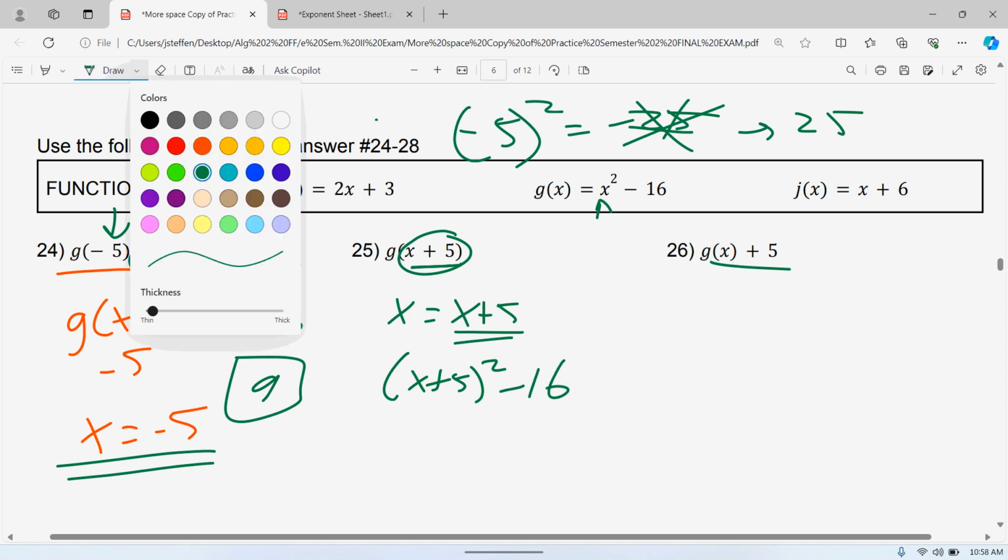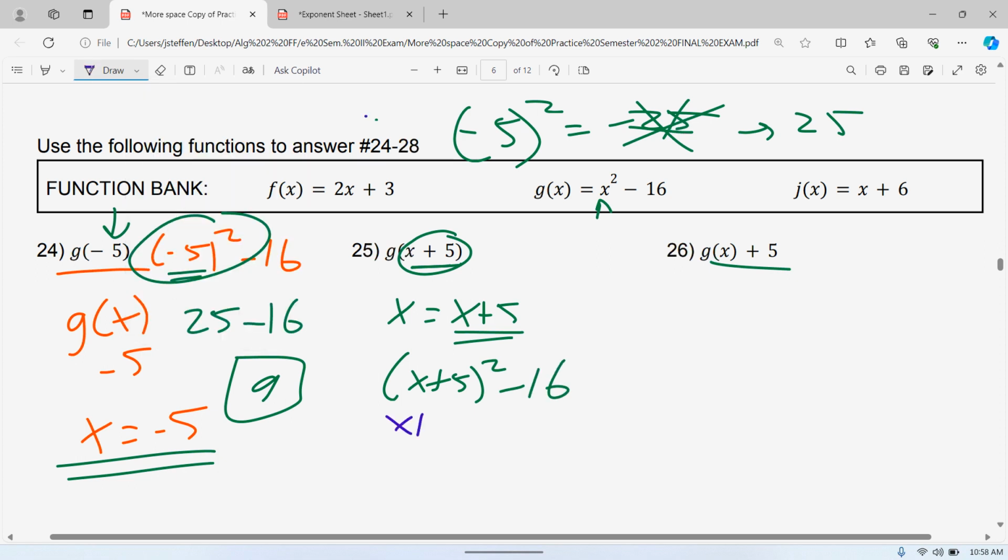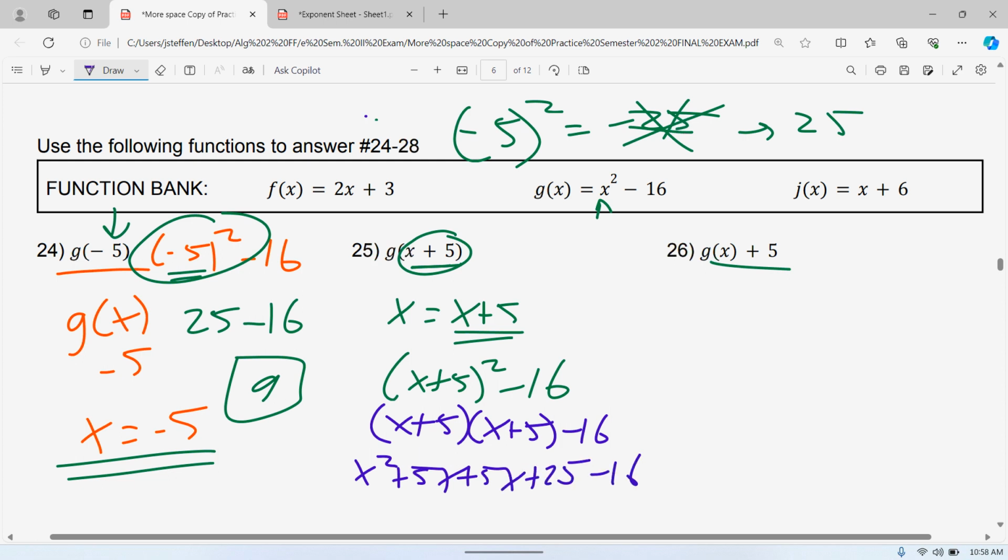It's a little bit of work because again, you do this one times x plus 5 minus 16 squared. But you should be able to FOIL by now or distribute: x plus 5, x plus 5, x squared plus 5x, plus 5x plus 25 minus 16. There is x squared plus 10x plus 25 minus 16 is 9.